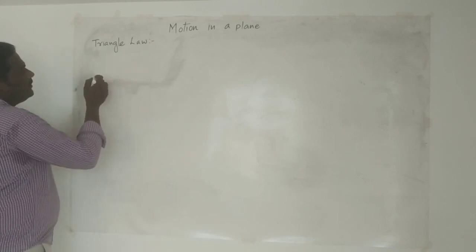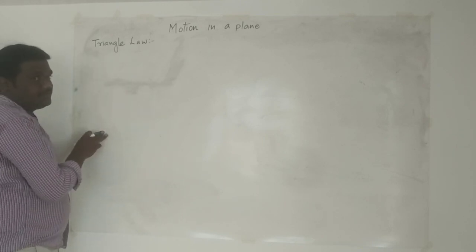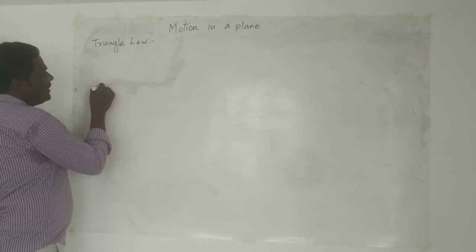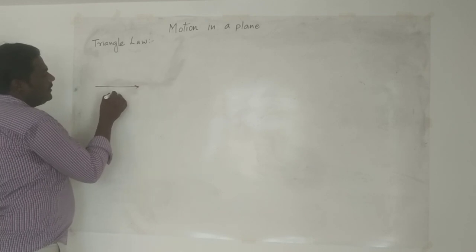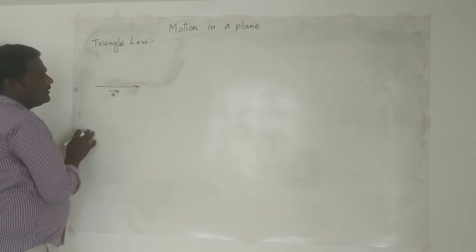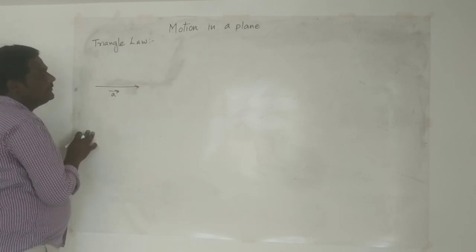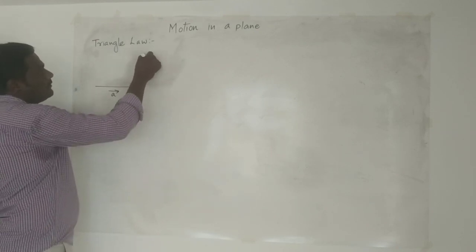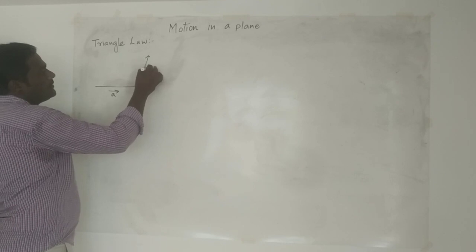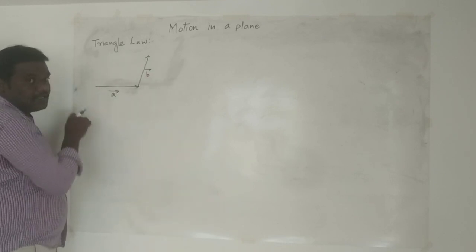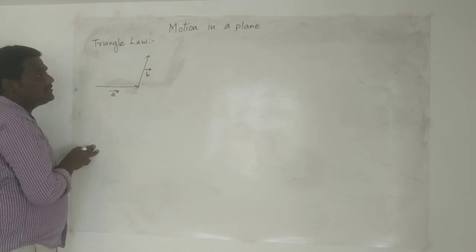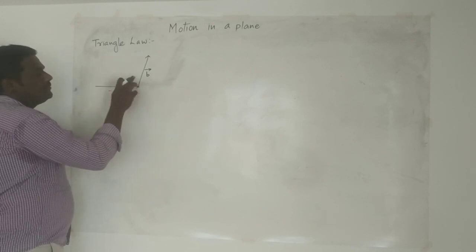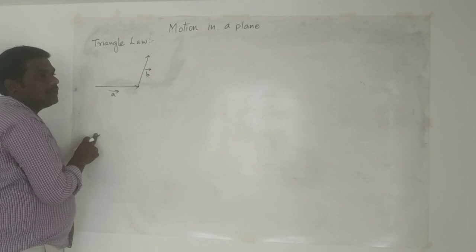See here, triangle law. A triangle consists of three sides. Let A bar be the vector of one side of a triangle, and I'll take one more vector, B bar, as one more side of the triangle. But while taking these two sides, there must be some rules, like these two vectors must be taken in order.